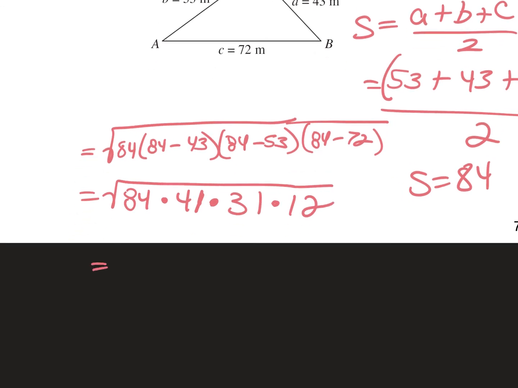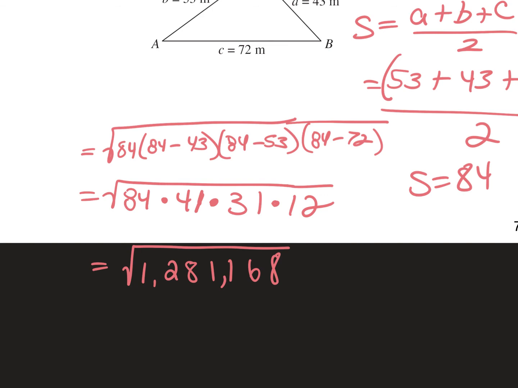Okay, simplify a little more. You're going to get a big number. It's okay. 84 times 41 times 31 times 12. It is a large number. That is okay. What is it? 1,281,168.